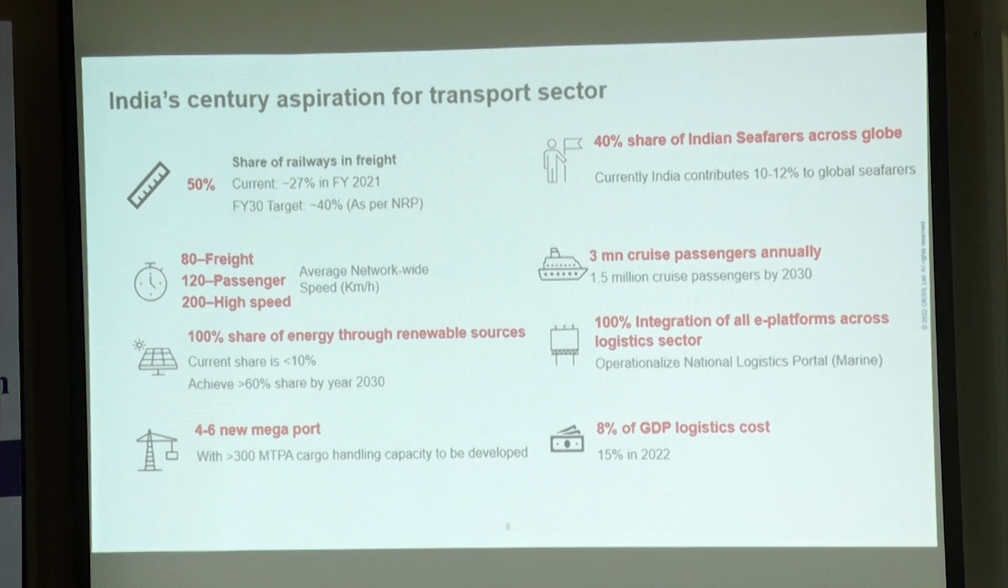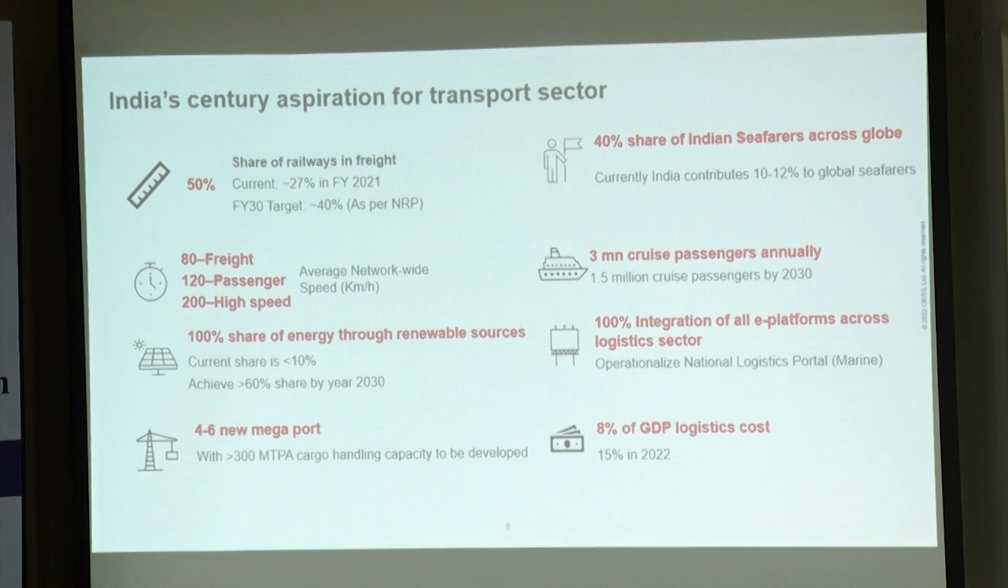What is the average network speed? Today it's close to 40 kilometers per hour, and lesser for freight, while in developed economies it is far higher, about close to 80 kilometers per hour. And that's the kind which is needed. And we're talking about a high-speed rail corridor. For passengers, it's about 120. All this brings in efficiency, faster movement, and all of that comes across.